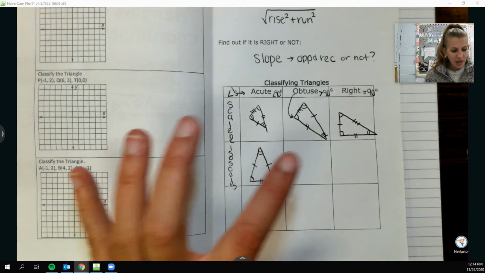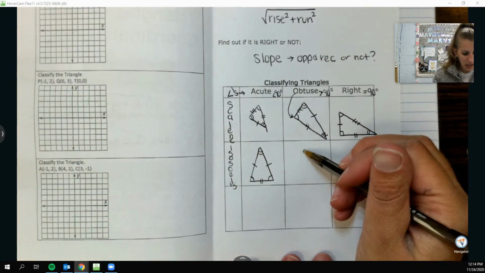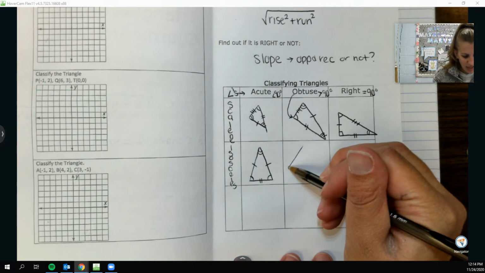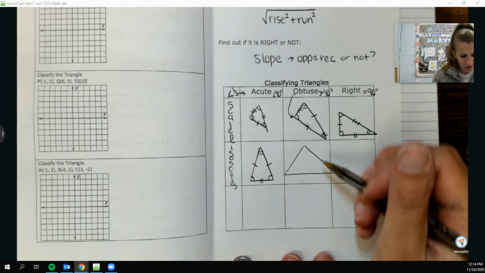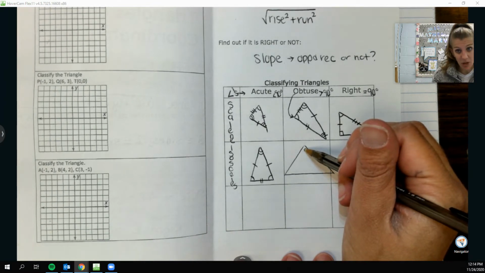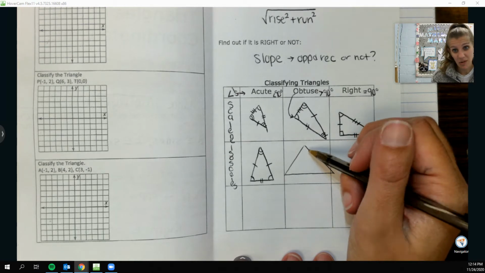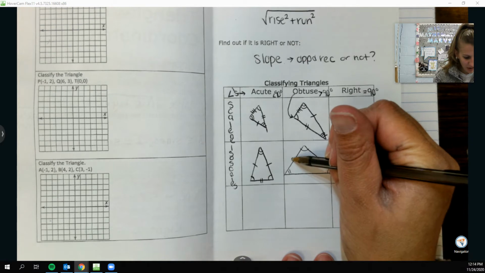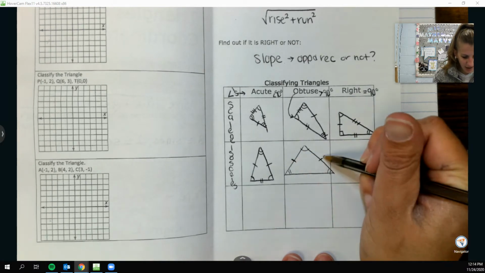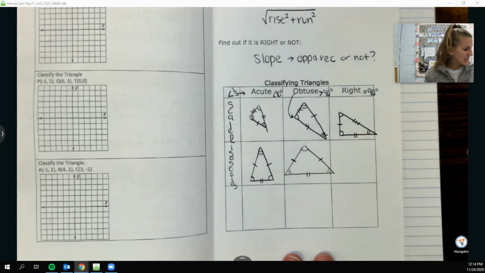I could be obtuse isosceles, again, if I have two sides the same and one obtuse angle. So like, let's pretend that that's obtuse. Again, the other two, across from my congruent sides, will be the same angle.